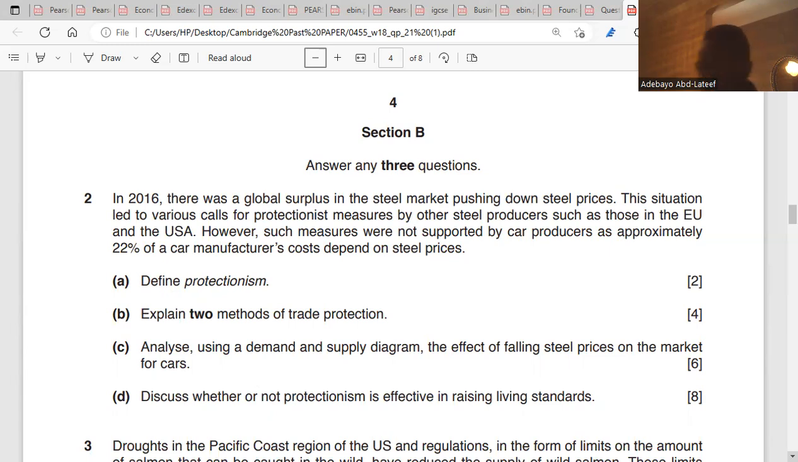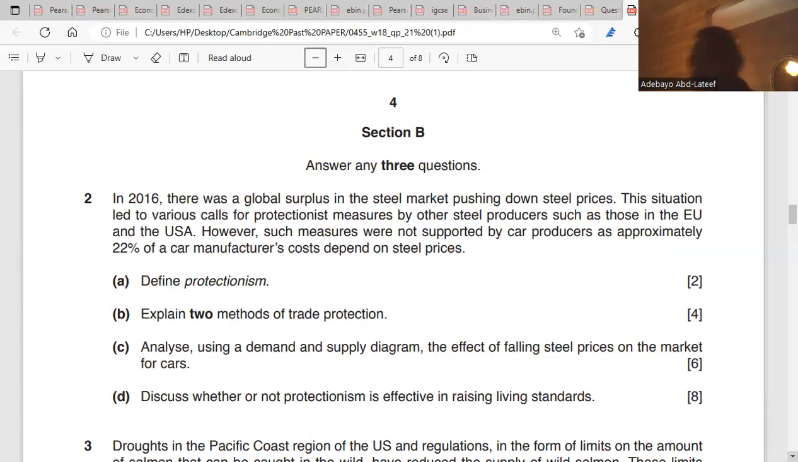Okay, so the first question says define protectionism. So when we talk about protectionism, I wrote, it is the act of reducing competition through trade restriction. Is it clear? Then the second question says, explain two methods of trade protectionism. We can use tariffs, we can use quotas. So we have to explain it.